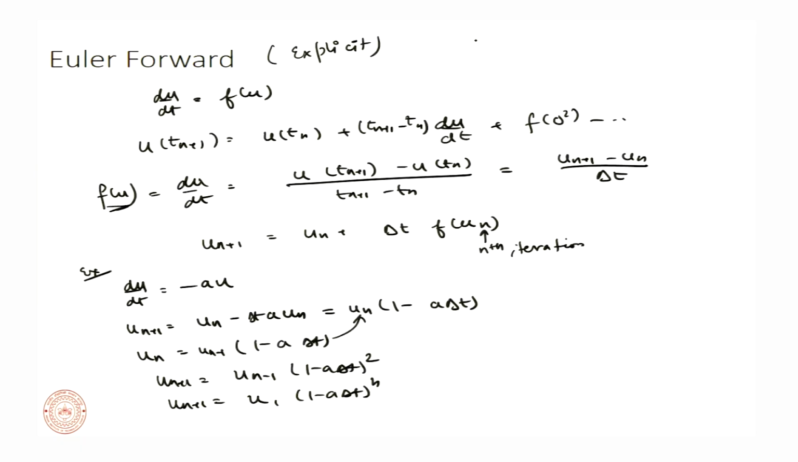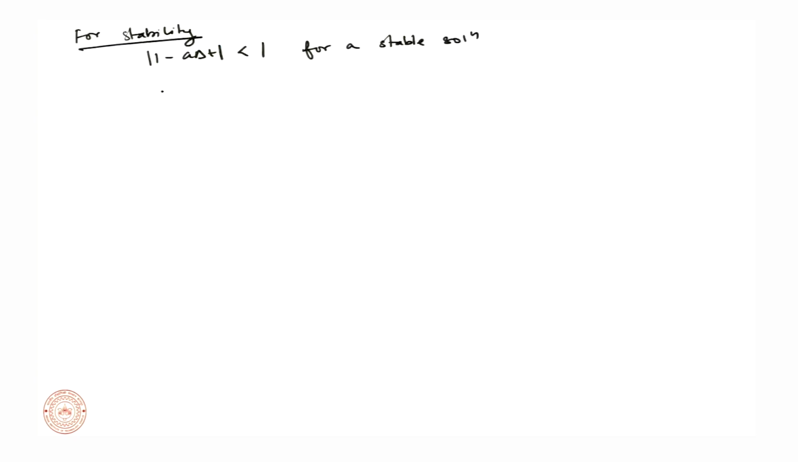If you go back to the last slide, you can see that this term is multiplied over and is raised to the power of n. If this value is greater than 1, then your u^(n+1) is going to blow out, right. We do not want the solution to blow out, we want the solution to converge. That is why 1 minus a delta t should be less than 1, or delta t should be less than 2 over a.